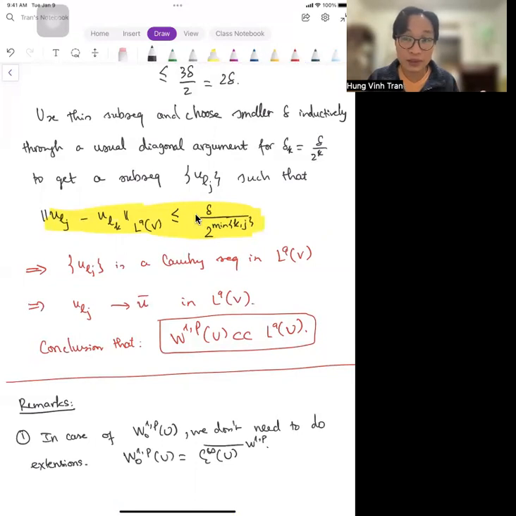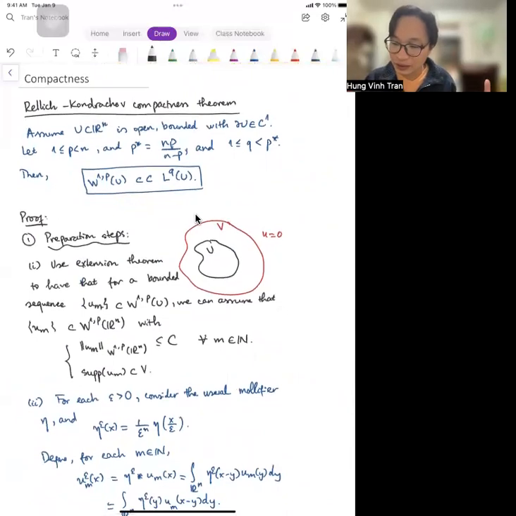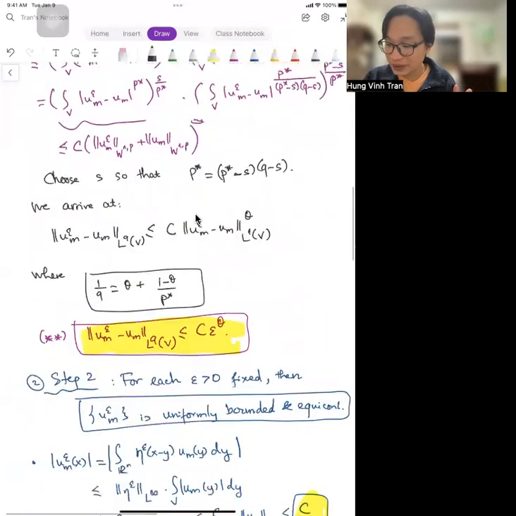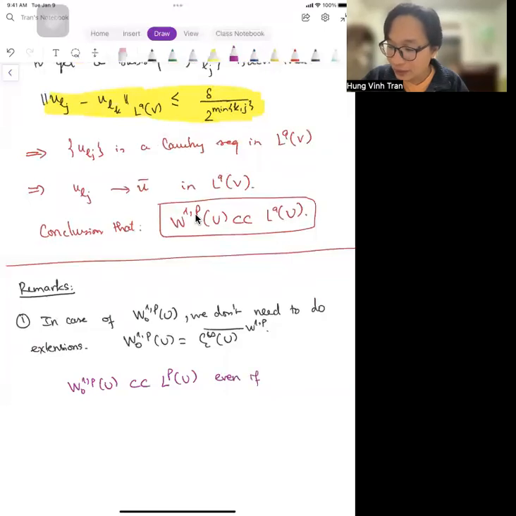And we can still run the proof of this theorem because we didn't need to extend everything to V, and we didn't have to assume that things have compact support, but we have to be careful, of course, when we do approximations. But if we are careful enough when we run through this argument, then we can get that W_0^{1,p} of U is compactly embedded into L^p of U. And this happens even if we don't assume that the boundary of U is C^1. So even if the boundary of U is not C^1. Okay, so that's an important result that we have.